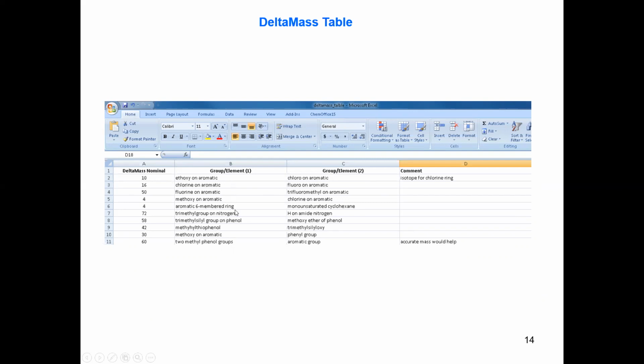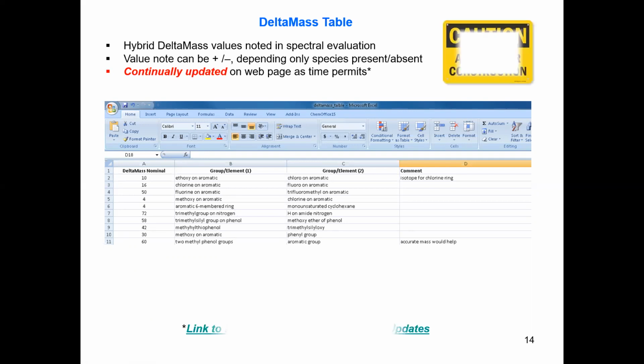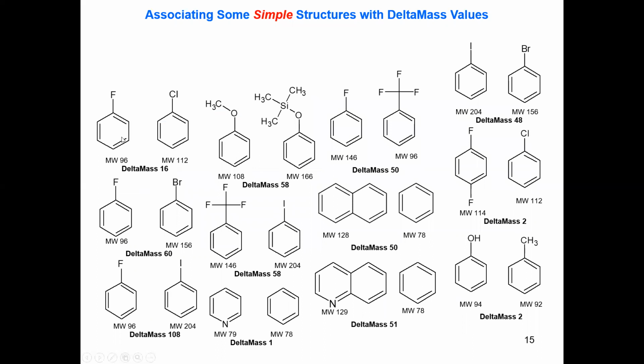I need to work more on this delta table, because I think it would be really handy to have some values that you use. So I've created these, and it could be plus or minus depending on the species present or absent. It's really just a delta. I continually update as I find better ways to represent this as time permits. It's under construction all the time, but it's on my website with the different resources we had. But to visualize this, let's just look at some very simple examples.